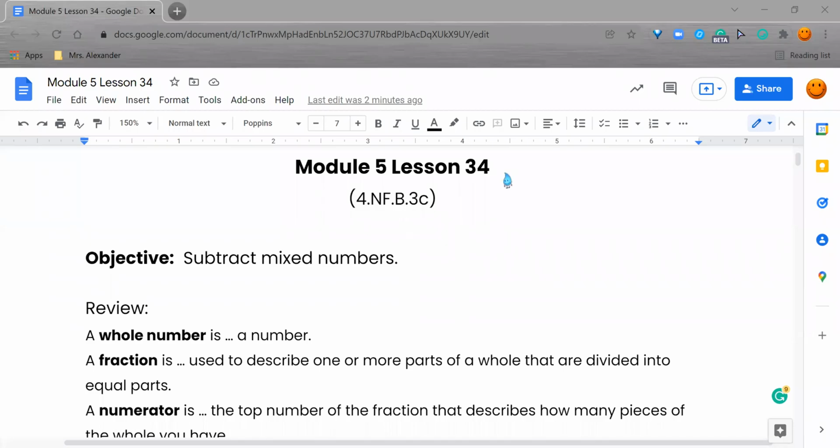Today we're working on Module 5, Lesson 24 from Engage New York. Our objective today is to subtract mixed numbers.